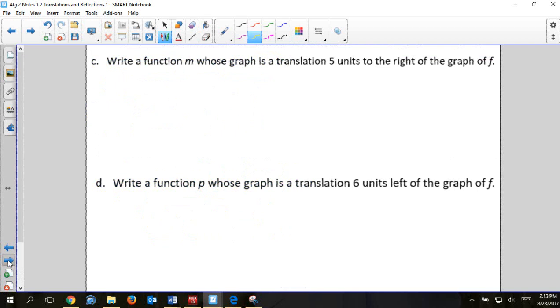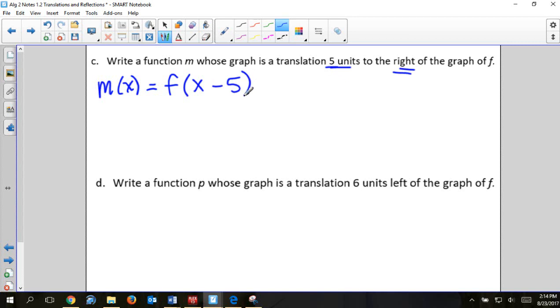Next, write a function m whose graph is a translation 5 units to the right of f. What's the name of the function? M of x. M of x is equal to f of x, but we have to do 5 units right. So this is right. That is a horizontal. Where does it go if it's right or horizontal? In the parentheses, right? Inside the parentheses it was horizontal. So I'm going to write this as f of x, and if it's 5 units right, which sign am I going to use for right? Minus 5.